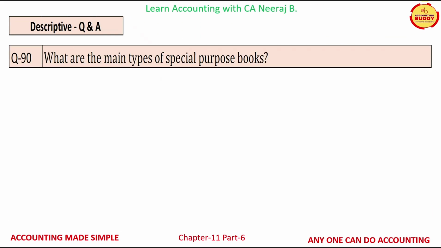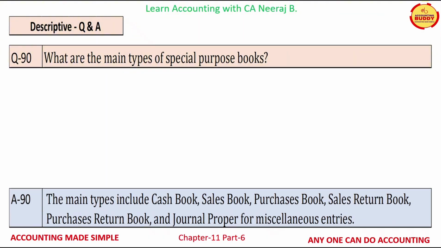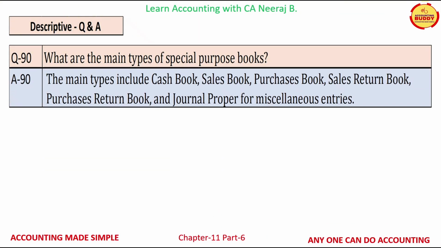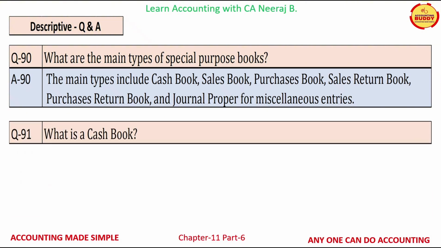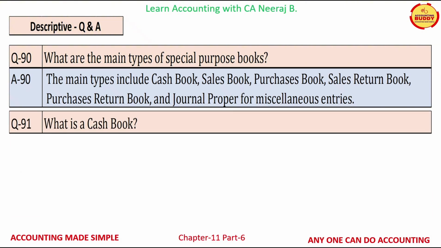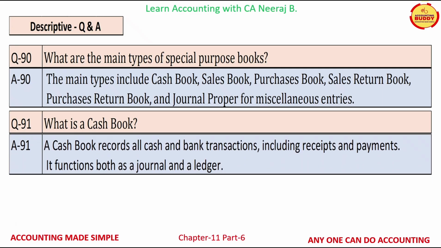Question number 90 is, what are the main types of special purpose books? And the answer is, the main types include cash book, sales book, purchase book, sales return book, purchase return book, and journal proper for miscellaneous entries. Question number 91 is, what is a cash book? And the answer is, a cash book records all cash and bank transactions, including receipts and payments. It functions both as a journal and a ledger.